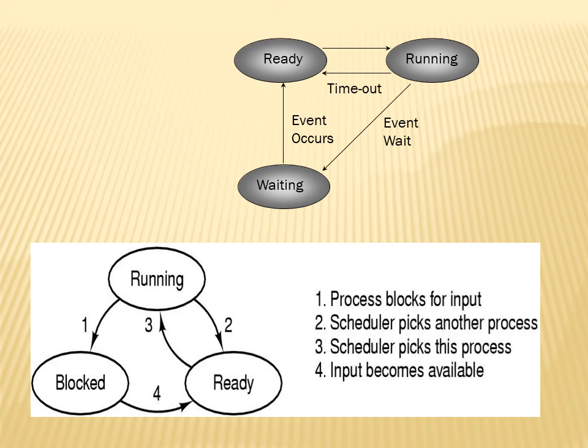Okay. First, the process becomes blocked. Then the scheduler picks another process. Now the scheduler picks this process, and it comes from the ready to the running state. And whenever the input becomes available, the process which is in the block state again comes from block to the ready state, from ready to running. Okay. The running state will either be blocked or it comes to the ready state. So this is the life cycle of the process. It means the process has to go through these particular states during its life cycle.